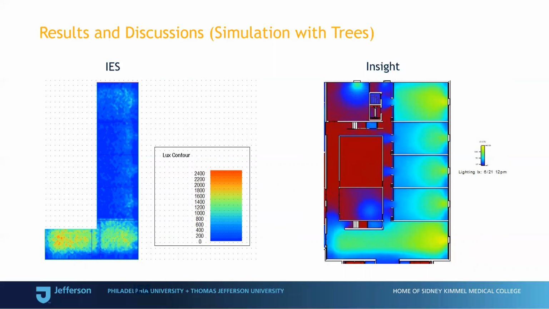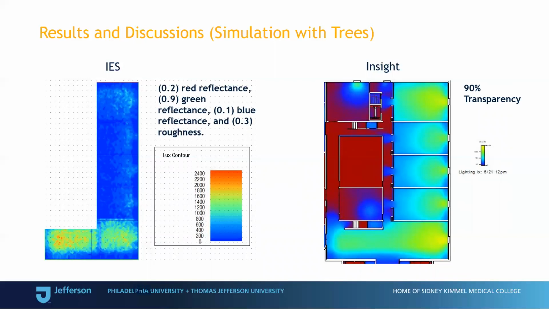Transparency of trees and curtains are components in Revit that determine the amount of light that passes through these objects. The value of transparency was set to 90% for both trees and curtains in Revit. A default 3D cherry tree has been used in both software. IES calculated the impact of trees using reflectance and roughness of the trees. Dimensions of the trees were selected to be the same in both software applications.